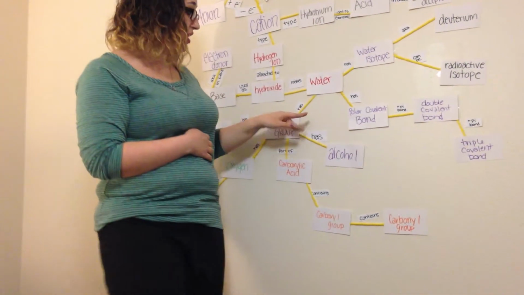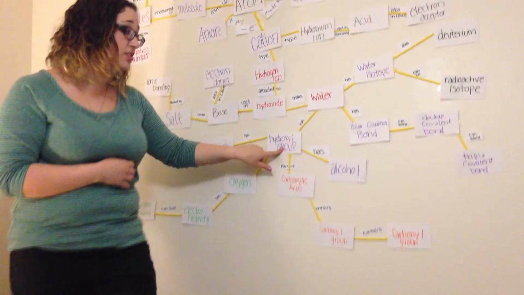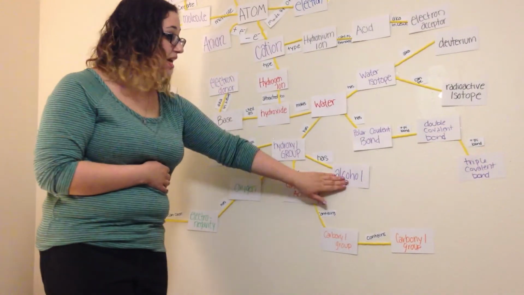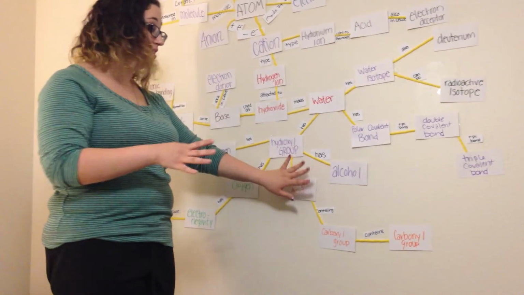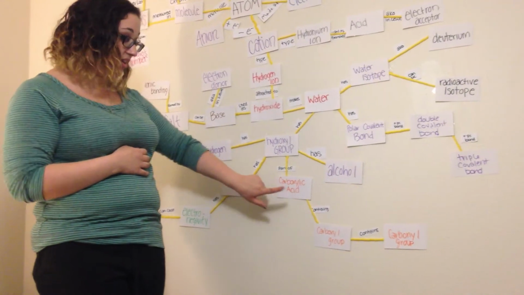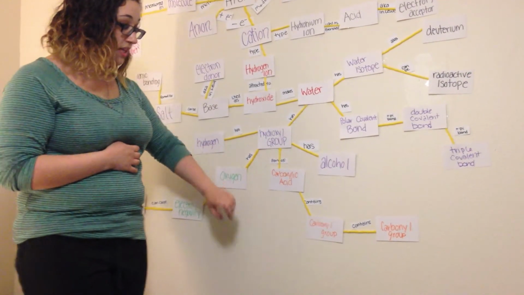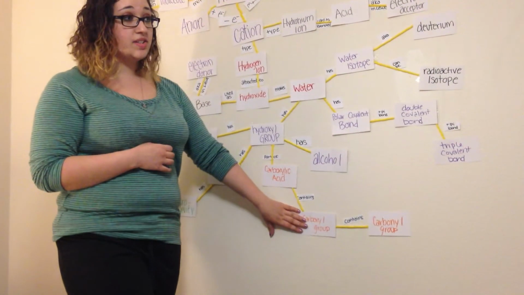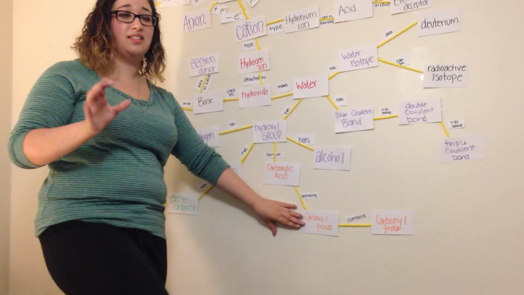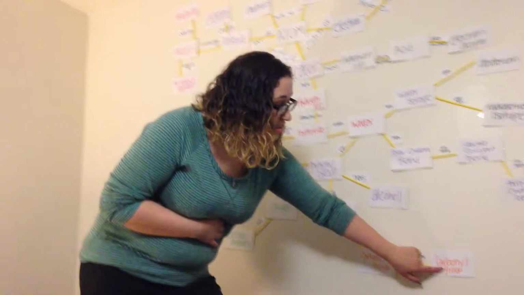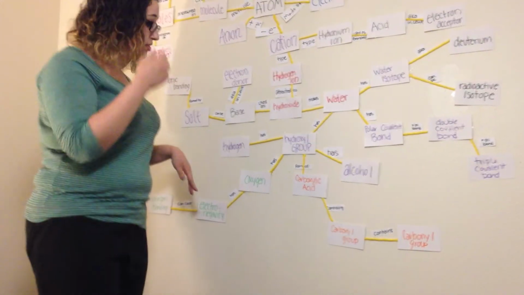Back to water. Water has the hydroxyl group, that's the OH group. An alcohol has a hydroxyl group. That's what makes it an alcohol. Also, the hydroxyl group is a part of the carboxylic acid, which has the carboxyl group in it as well. And the carboxylic acid group would have the symbol COOH. And the C double bonded to an O is the carbonyl group, which is contained within the carboxyl group.